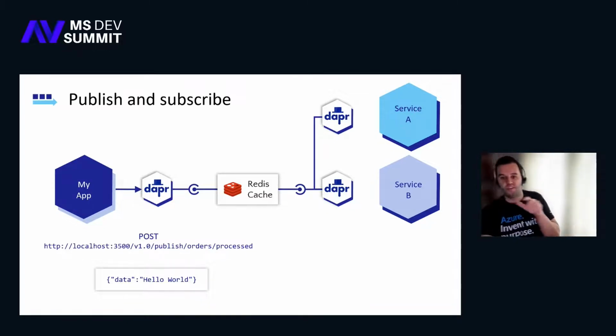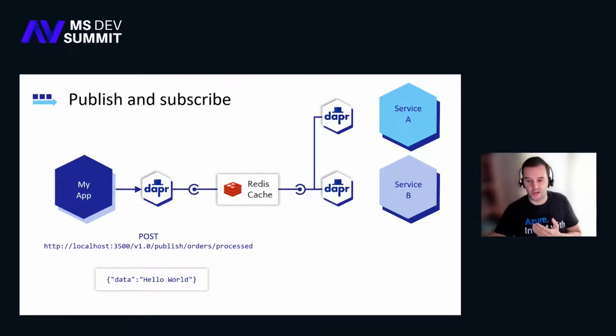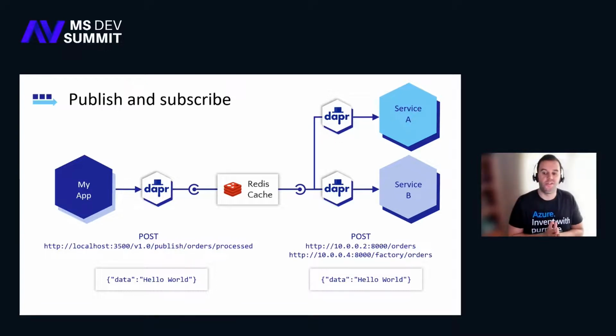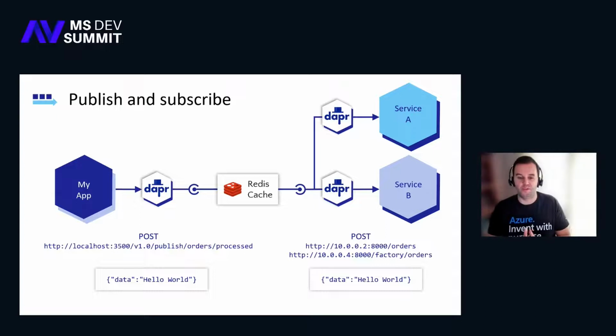The request is processed by the Dapr API, which then executes the operation to send the message to the topic configured in Redis cache. And then, of course, Redis cache notifies the Dapr APIs subscribing to that given topic. Those APIs then call services A and B, providing the details of the message. During the demo, I will show you more details on how this scenario can be configured and done.